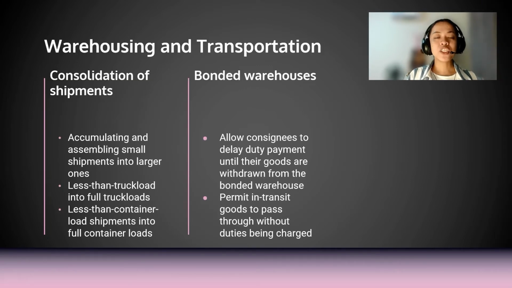As supply chains reduce inventory by shipping more frequently in smaller quantities, warehouses can help to provide transportation economies of scale by working as consolidation points for accumulating and assembling small shipments into larger ones: less than truckload shipments into full truckloads, and less than container load shipments into full container loads.